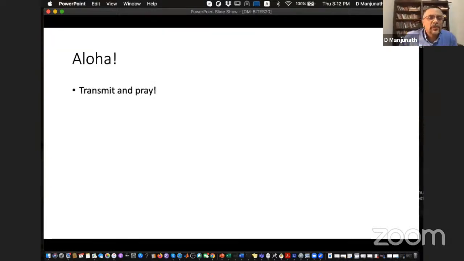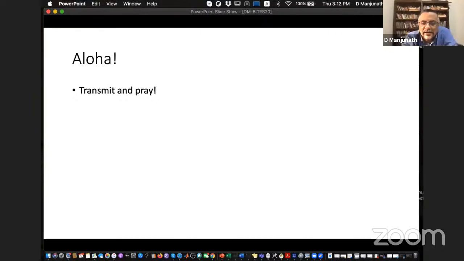Aloha is a very simple protocol. The basic idea is you just transmit and pray. If you want to send a packet to somebody, there's only one channel available. There are multiple nodes who want to talk to each other over this channel. At any time, only one transmission can be active. If more than two people transmit simultaneously, then the transmissions are lost. So the simple protocol is what I'll call transmit and pray. You just transmit and hope that the intended receiver receives this particular packet.